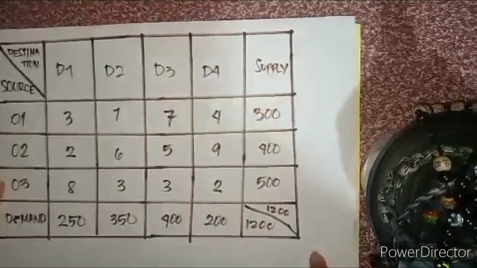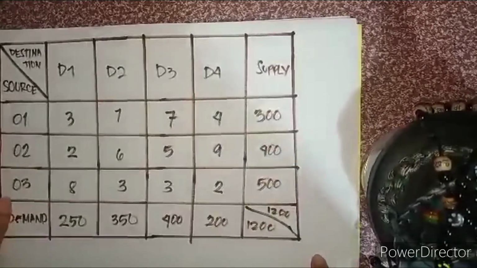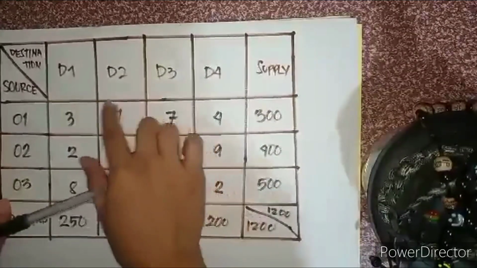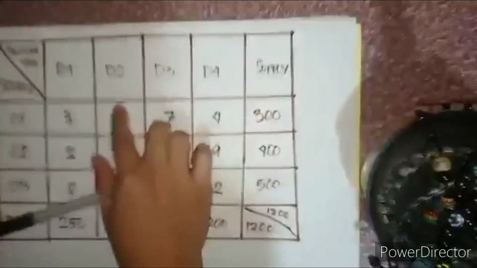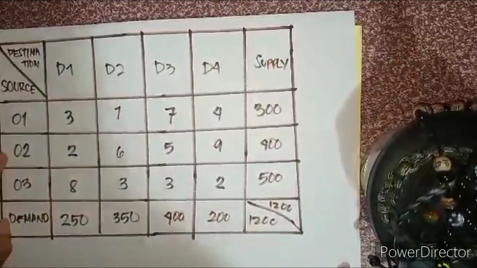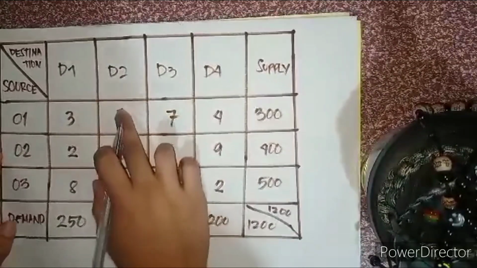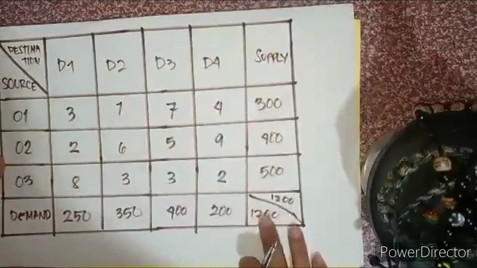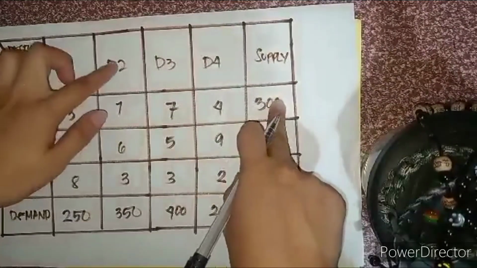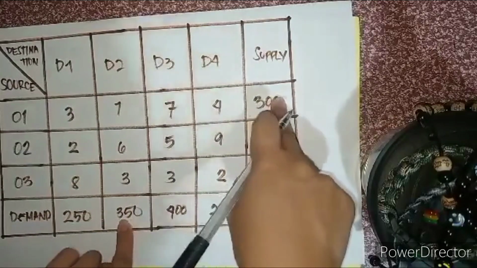So let's start. According to the least cost cell method, the least cost among the cells in the table has to be found, which is 1. This 1. So that is source 01 and column D2. In source 01, we have the supply of 300, and for D2, we have 350 of demand.